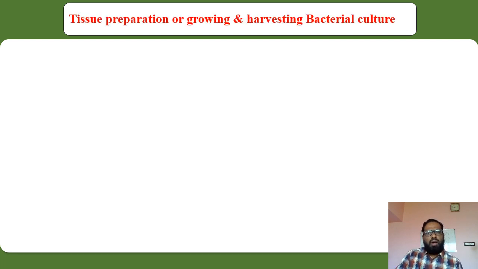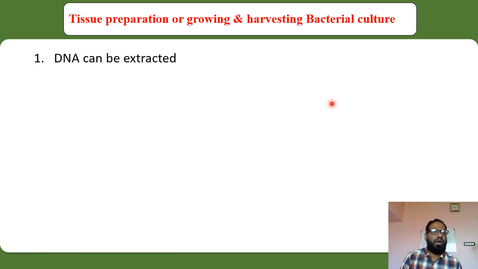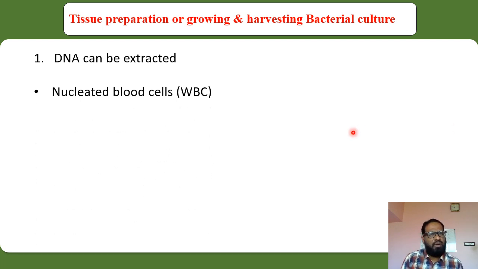Okay, next, now we are going to discuss all these things in detail. The first step is called tissue preparation, or growing and harvesting of the bacterial culture. If you want to extract genomic DNA, you have to select a particular type of cell or tissue from which you want to extract the DNA molecule. Most of the time, if we are working on human beings, we generally prefer the WBCs, because WBCs are nucleated cells, and we can easily culture the WBCs in the laboratory, so that we can get a good cell count. All those things can be done.